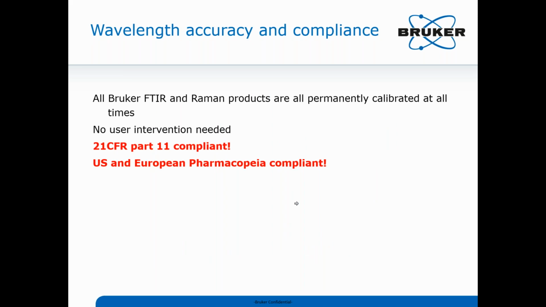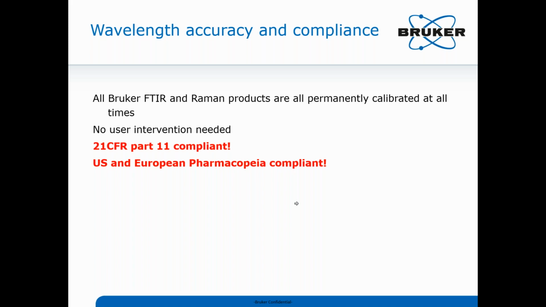Okay, we mentioned regulatory issues, so here they are. All of our systems that we sell into this marketplace are all 21 CFR Part 11 compliant: the infrared microscope, the Alpha small FTIR, the handheld Raman. We'll get into that in a second. And they're all US and European pharmacopoeia compliant. These systems are all permanently calibrated at all times, and Bruker holds a few patents on being able to do this all the time.